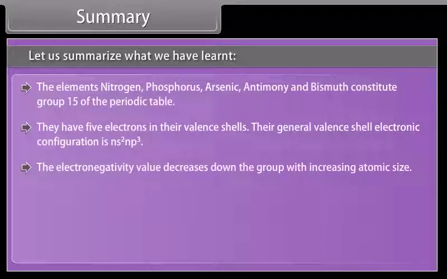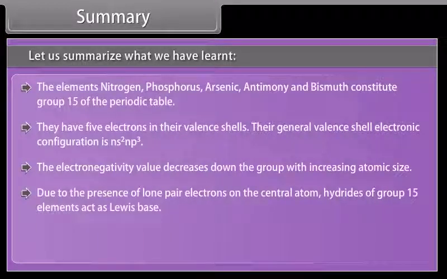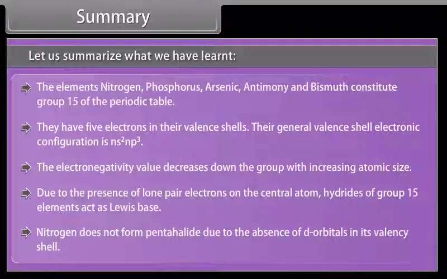The electronegativity value decreases down the group with increasing atomic size. Due to the presence of a lone pair of electrons on the central atom, hydrides of group 15 elements act as Lewis bases. Nitrogen does not form a pentahalide due to the absence of d orbitals in its valence shell.